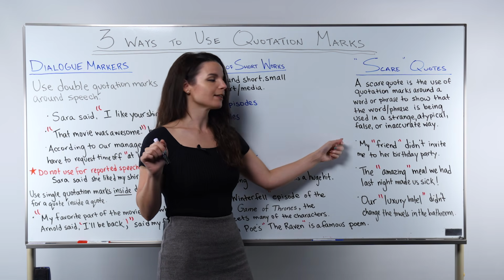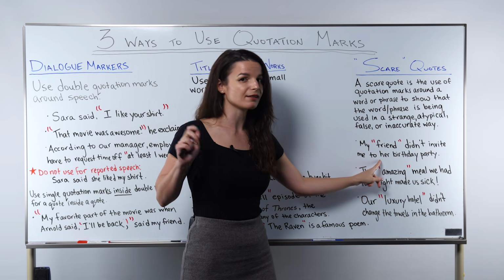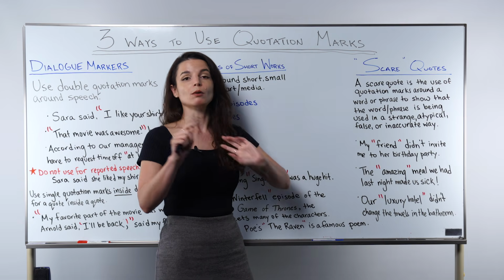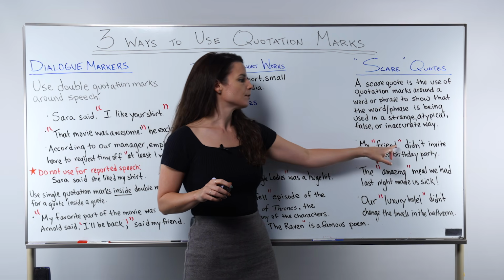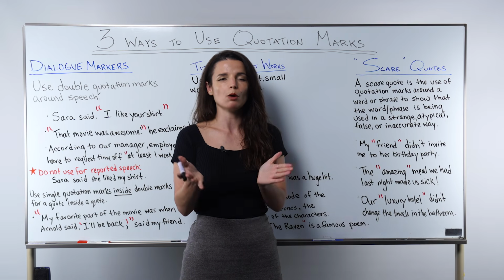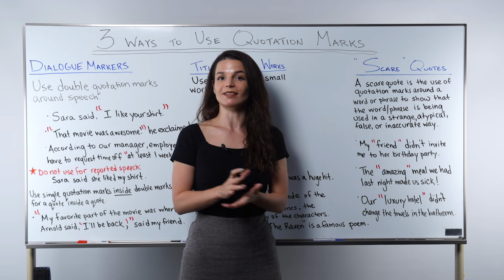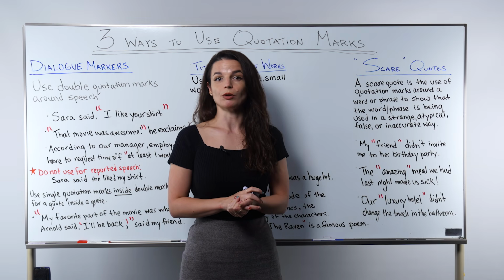My friend didn't invite me to her birthday party. So in this sentence, we have friend in these scare quotes. So what does this mean? How do we understand this? The sentence is grammatically correct, right? We can understand the sentence. My friend didn't invite me to her birthday party.